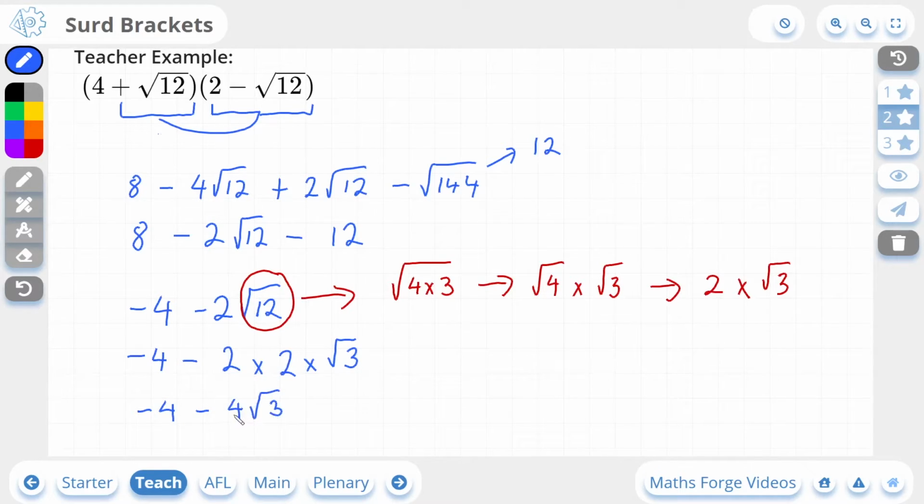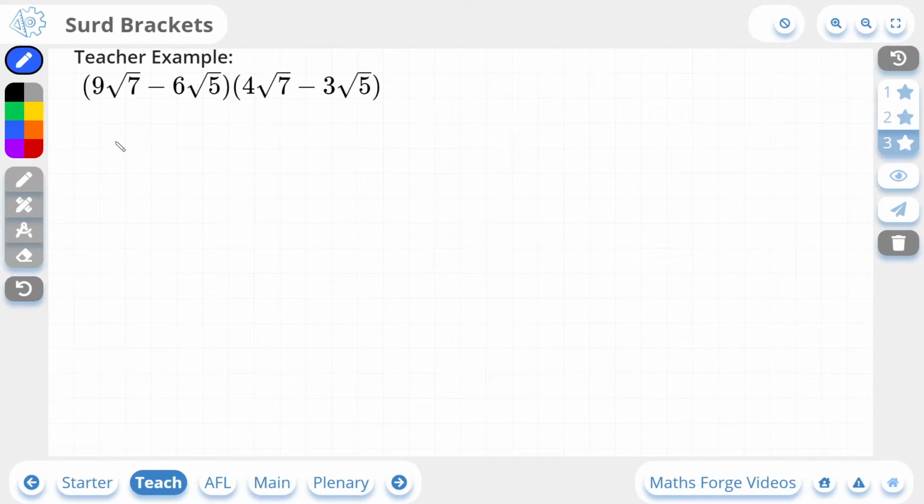Of course, 2 times 2 is 4. There's a negative symbol here, and then we have a root 3 at the end. And this should be our answer in its simplest form. So if we check our answer, there it is. Now we'll do a 3-star example.